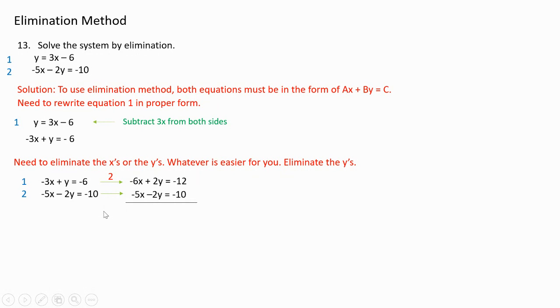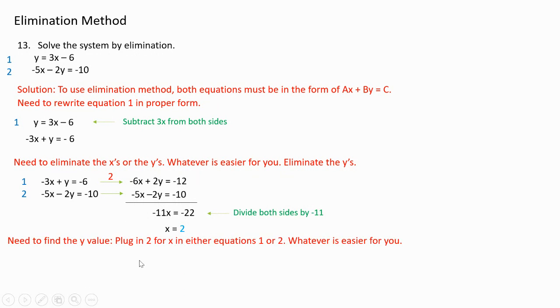And then we add them. Negative 6x minus 5x will give us negative 11x. And the y's will be eliminated. And negative 12 minus 10 will give us negative 22. Then we divide both sides by negative 11. So we have x equals 2. Now we go back, like before, to either equation and plug in x equals 2 into either equation 1 or 2 and solve for y.